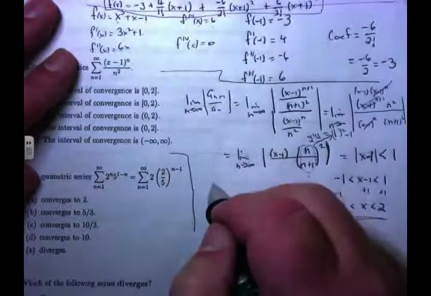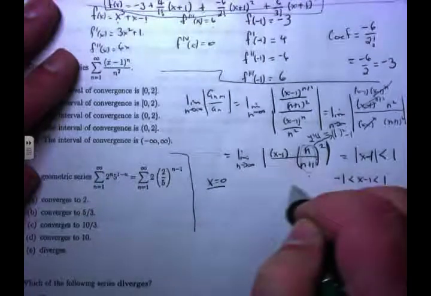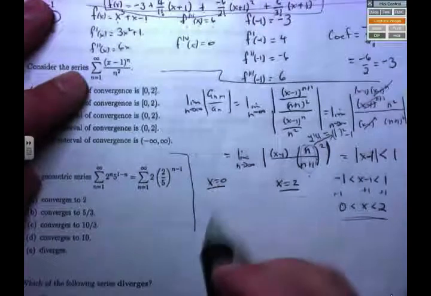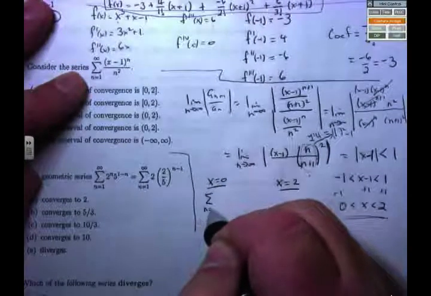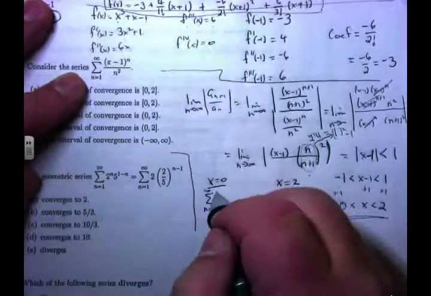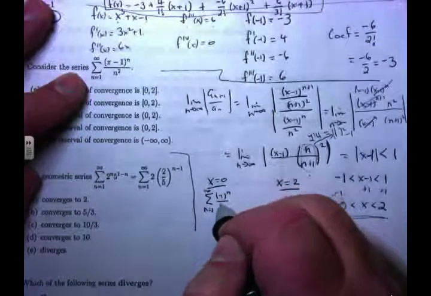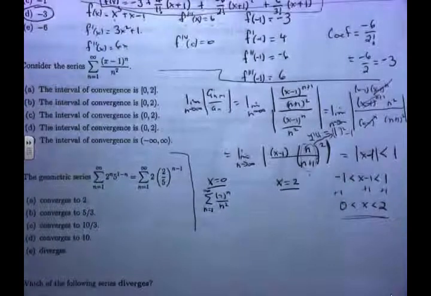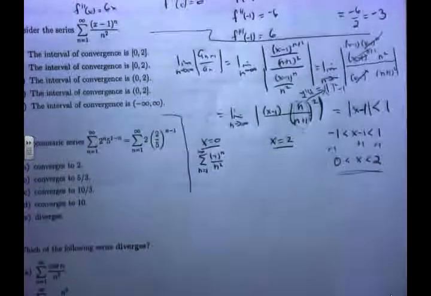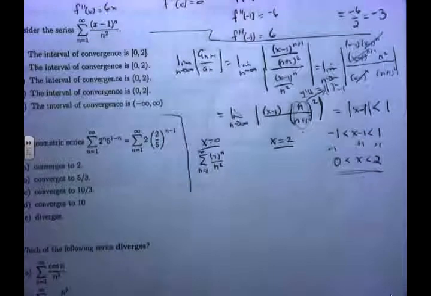Testing my endpoints. This is going to be x equals 0 is one endpoint, and the other endpoint is x equals 2. Let's plug in x equals 0. This will be the sum as n goes from 1 to infinity of 0 minus 1, which is negative 1, to the n, over n squared. What kind of series does it turn into when you plug in x equals 0? Negative 1 to the n over n squared. What kind of series is that? Alternating series. So what test should you use?